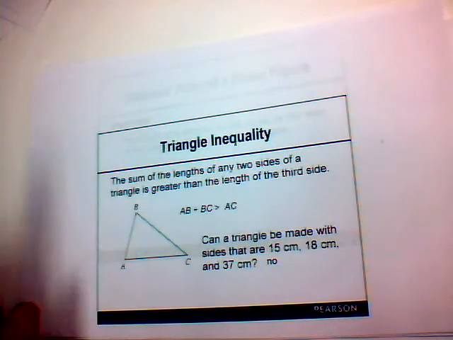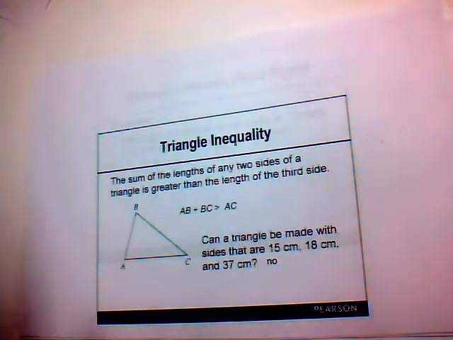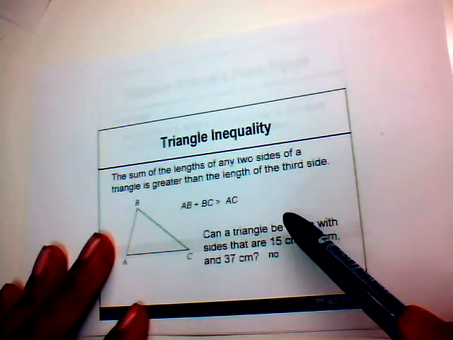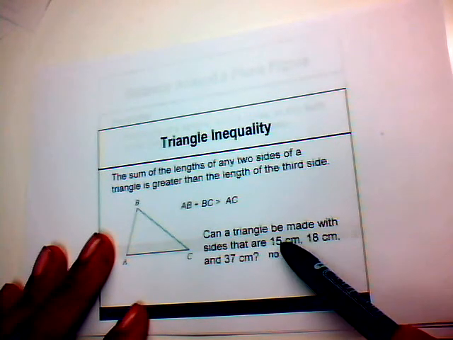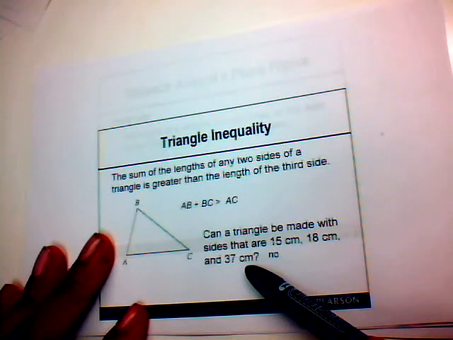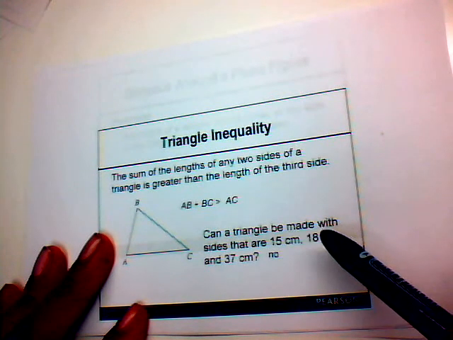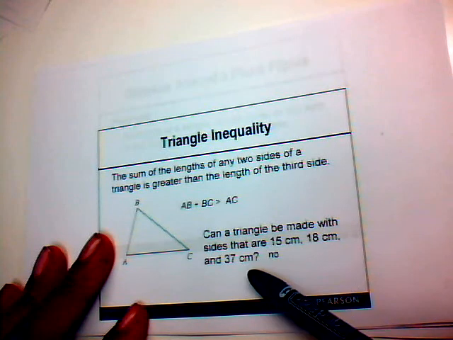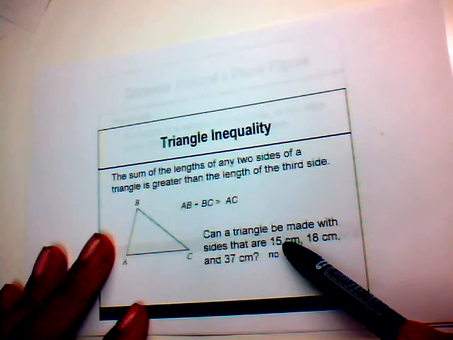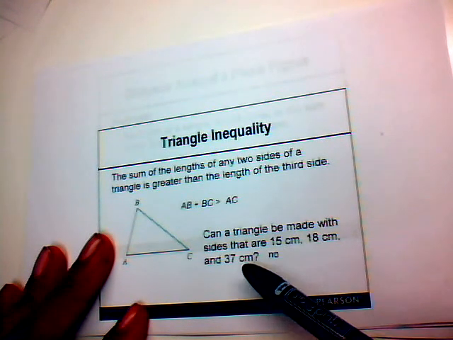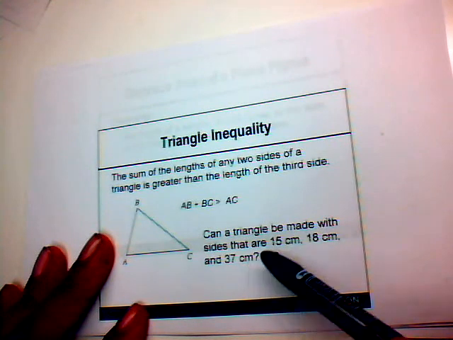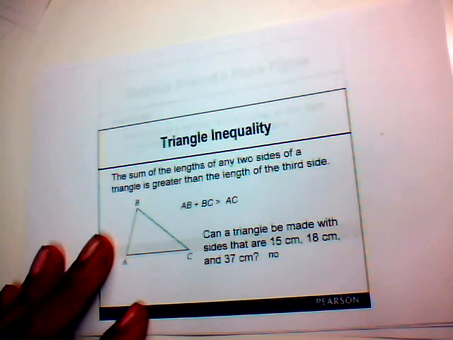In other words, to put it into perspective, the sum of the first 2 sides must be greater than the third side. Also, the sum of the second and the third sides must be greater than the first. And also the first and the third sides added together must be greater than the second.